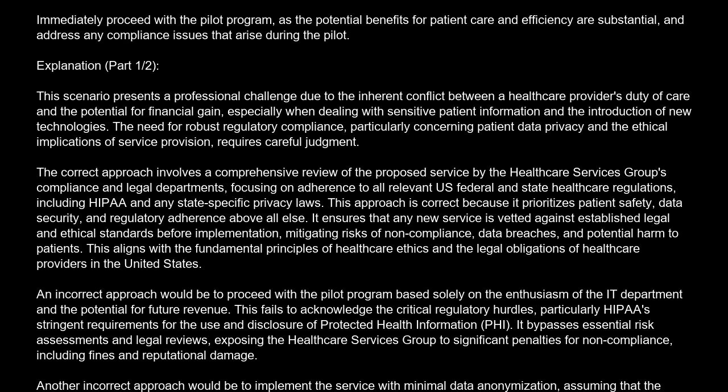An incorrect approach would be to proceed with the pilot program based solely on the enthusiasm of the IT department and the potential for future revenue. This fails to acknowledge the critical regulatory hurdles, particularly HIPAA's stringent requirements for the use and disclosure of protected health information. It bypasses essential risk assessments and legal reviews, exposing the Healthcare Services Group to significant penalties for non-compliance, including fines and reputational damage.